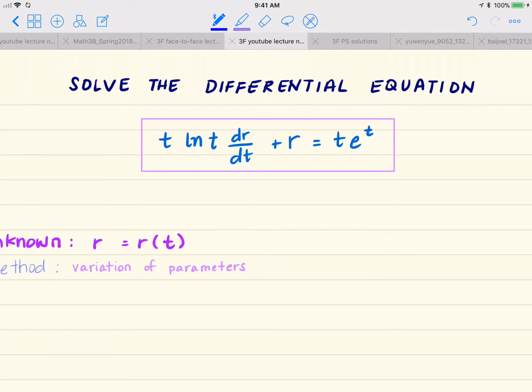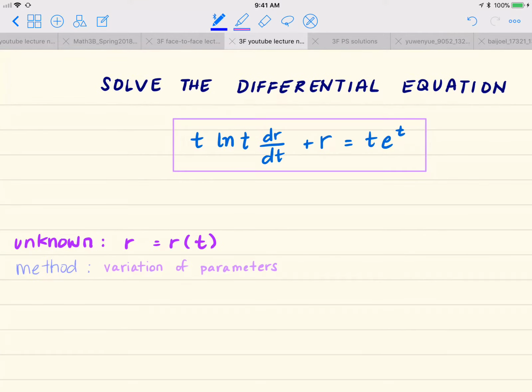Okay, this should look familiar, this differential equation. This is the same differential equation that we just did. The unknown is r, and r is a function of t. This time we're going to use the method of variation of parameters. And I want you to be able to see that using variation of parameters or using integrating factors, using either of those methods leads you to the same solution.